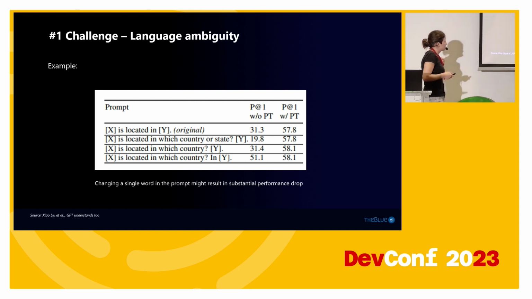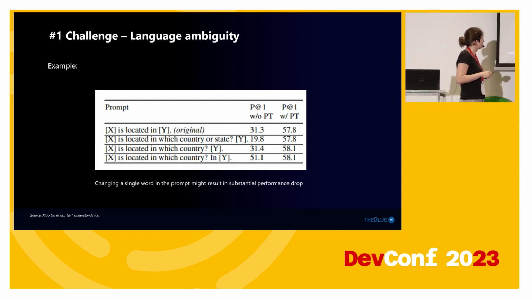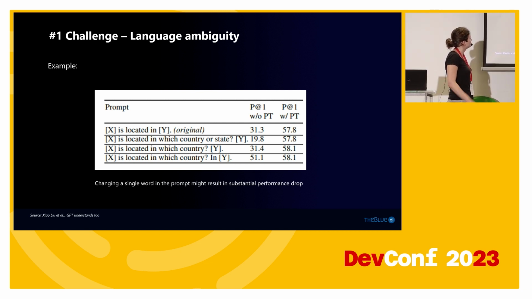Another one is connected with changing just a single word in a prompt, as you can see in these 4 examples. Let's say we have the prompt "Łódź is located in Poland," and we can write it in 4 different ways. Looking at the first column, the results that we're getting, the precision at 1, so how many times we're right at the first shot, with the right answer on top, can vary a lot just by changing very small things.